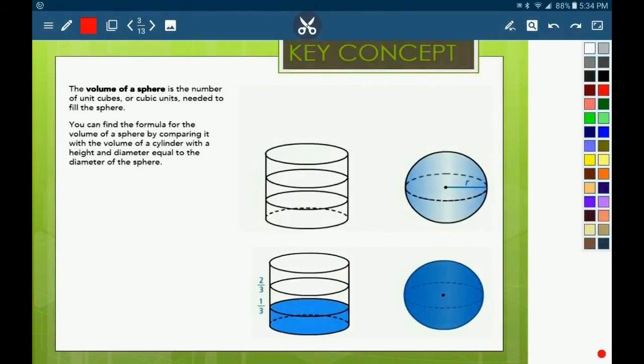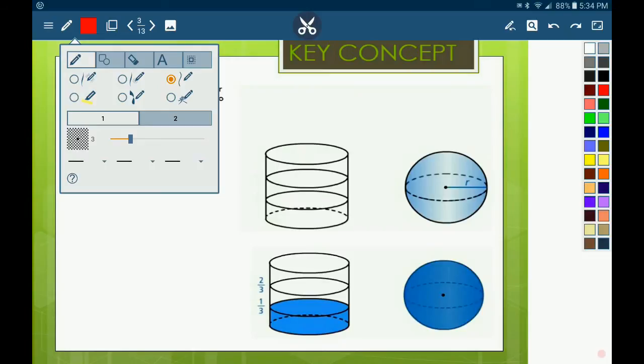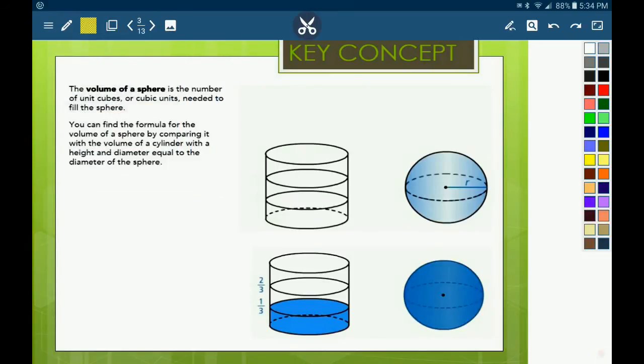It says the volume of a sphere is the number of unit cubes, or cubic units, needed to fill the sphere. You can find the formula for the volume of a sphere by comparing it with the volume of a cylinder. Okay, this is important because that's the same way that we derived the formula of a cone. So I want you guys to really think about a cylinder whenever you may forget what the volume formula for each of these shapes is.